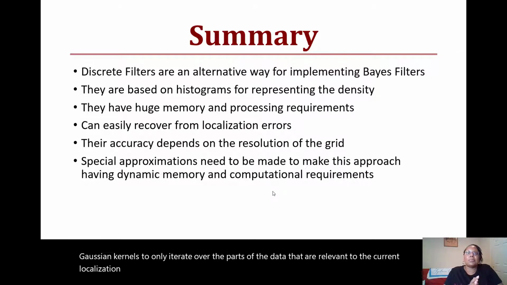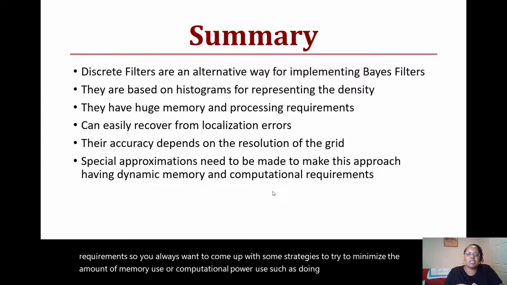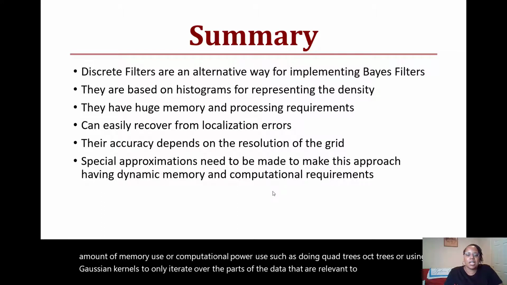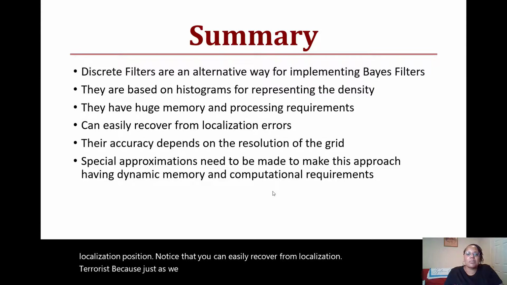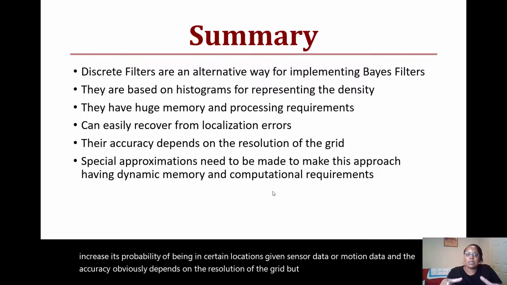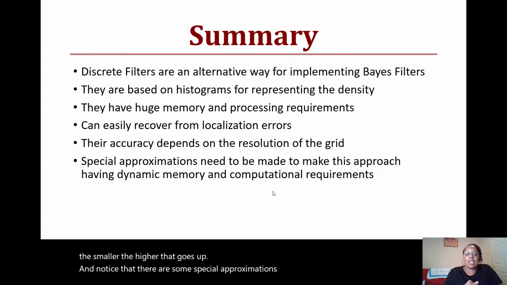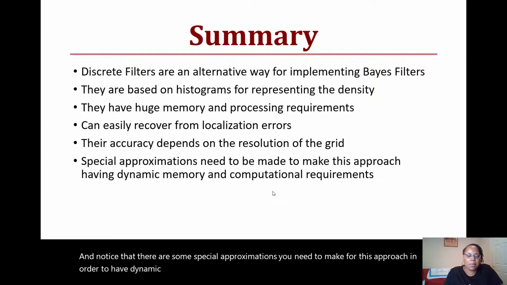Notice that you can easily recover from localization errors because, just as we started constant here, as the robot moves around, it will start to increase its probability of being in certain locations given sensor data or motion data. And the accuracy obviously depends on the resolution of the grid, but there's a trade-off between the resolution of the grid and the computational efficiency and power, because the smaller the grid, the higher that goes up. And notice that there are some special approximations you need to make for this approach in order to have dynamic memory and computational requirements.